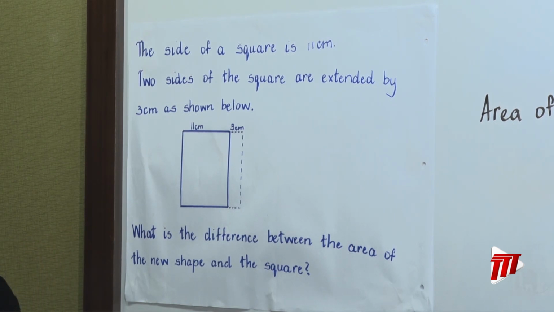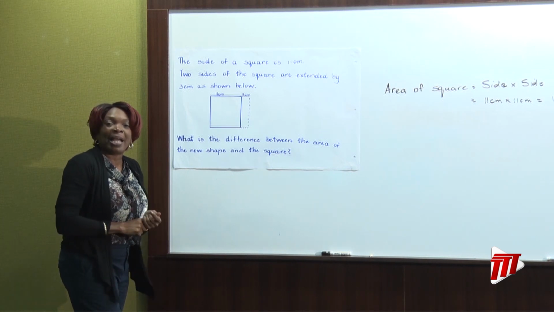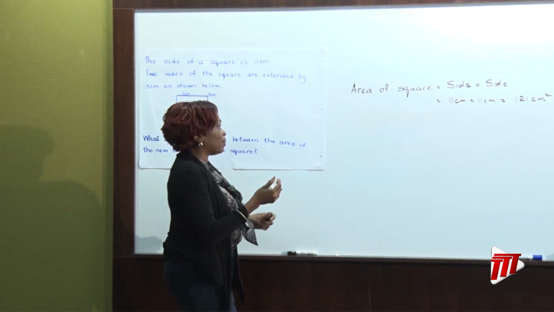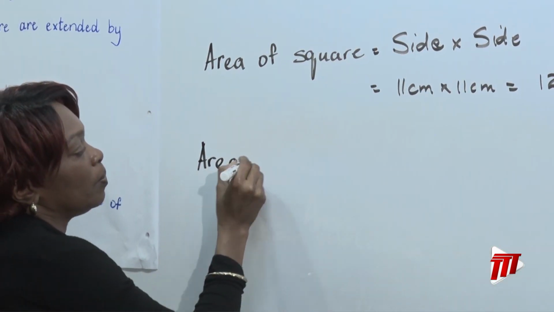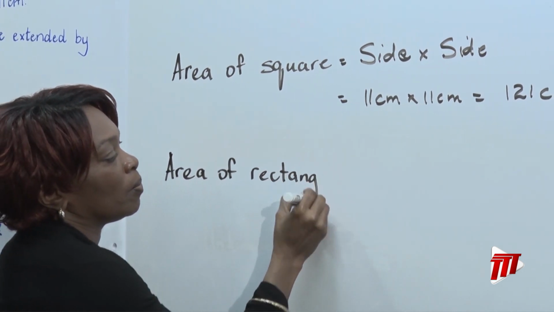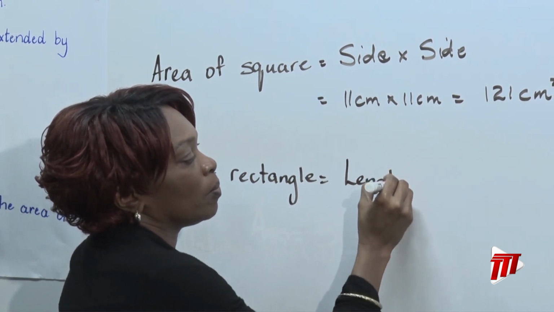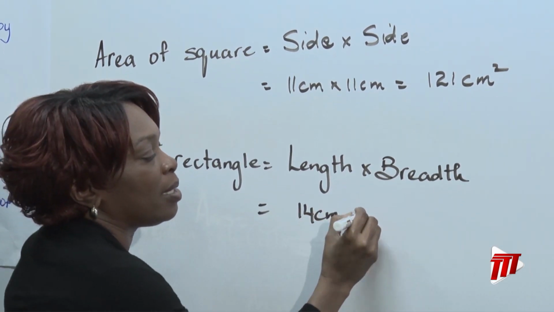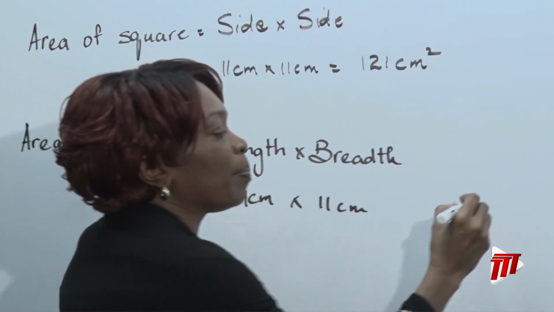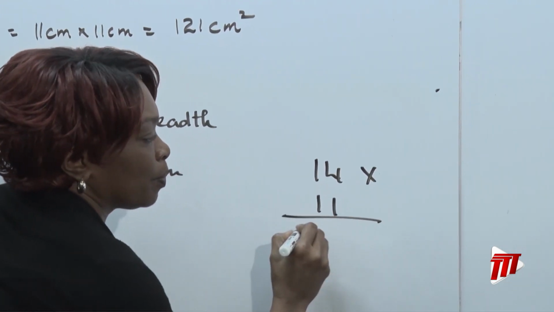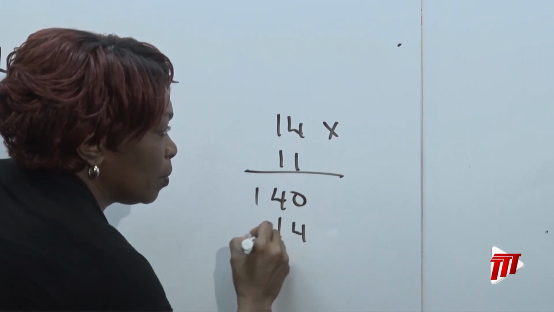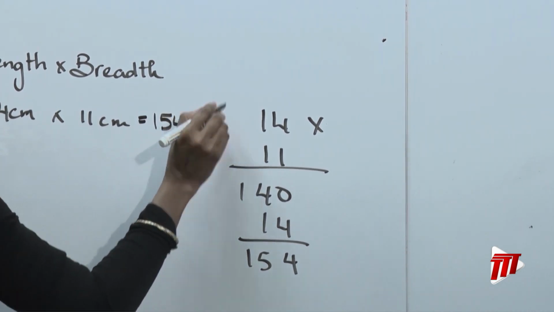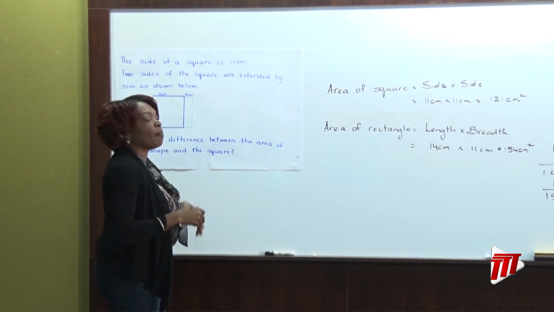So what is the rule to find the area of a rectangle? Length multiplied by breadth. What are we going to use? 14 centimeters multiplied by 11 centimeters. So let's do that now. Remember, we got the 14, so we have 14 centimeters multiplied by the 11. All right, so let's do that quickly. Did you get that, boys and girls? Did you get 154 centimeters squared? Wonderful.